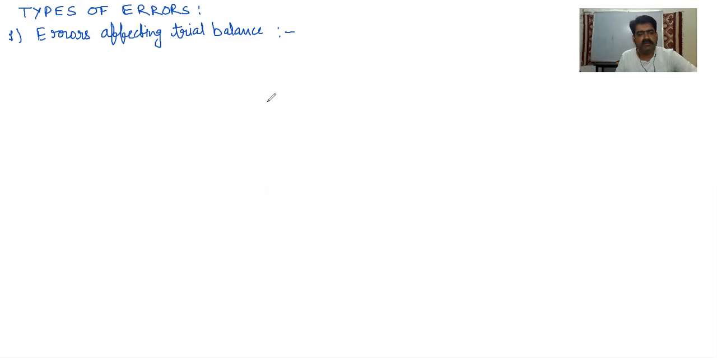In this particular condition, the total of trial balance will not tally. So that means still there are a few errors. So we will discuss different kinds of errors. First one is wrong casting.